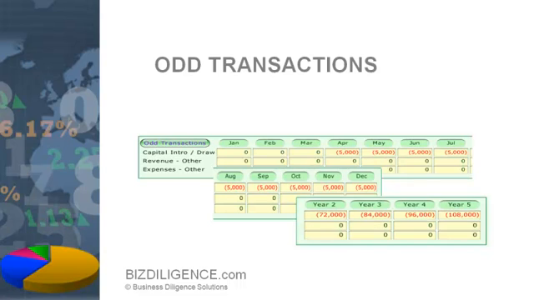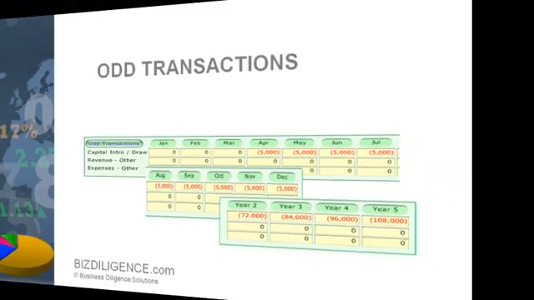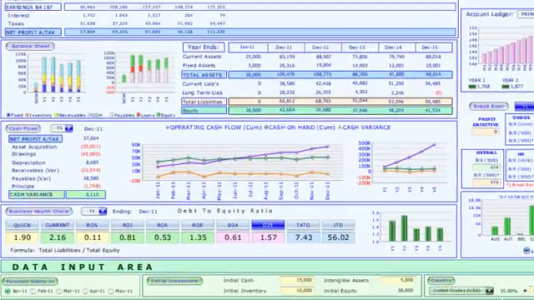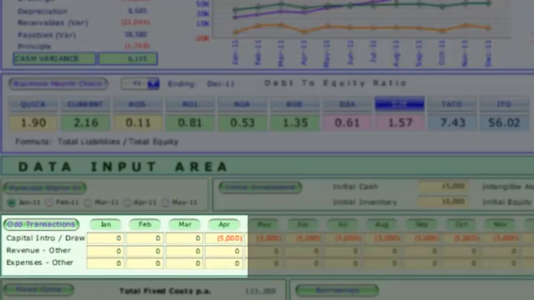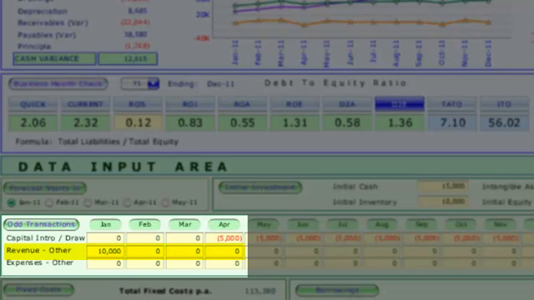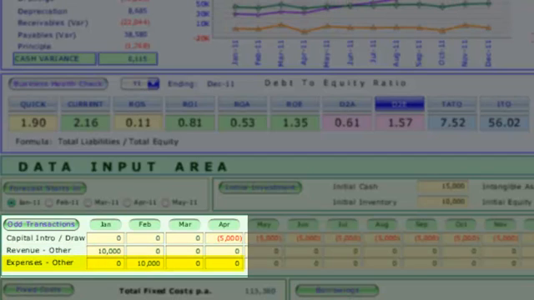In this video, I will show you why you need to include odd transactions into your financial forecast. Most businesses will have some transactions that need to be treated differently. They can be categorized as follows: capital introduction or drawings by owners, revenue that is not derived from the usual activities of the business, for example, interest earned, unusual, irregular expenses, for example, cost of a trade show.